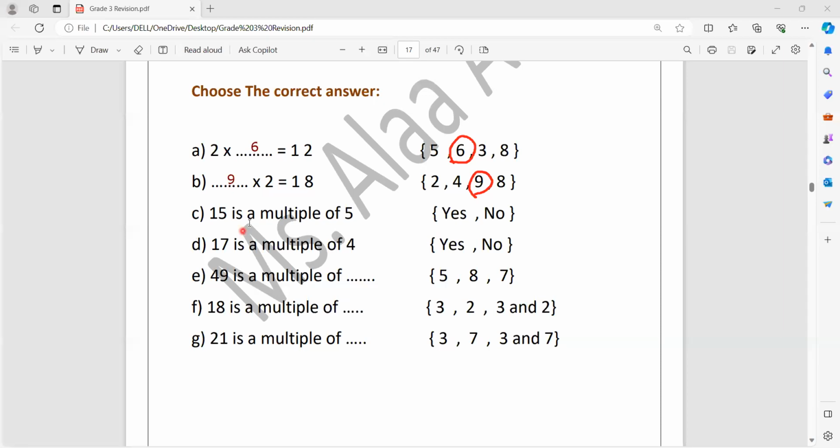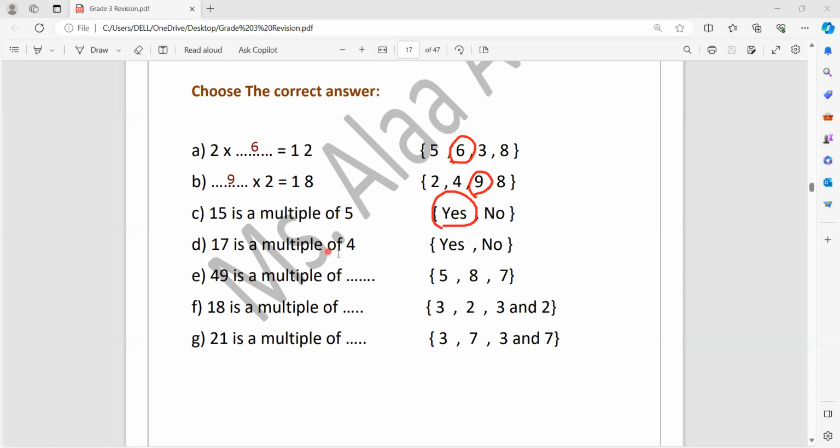Letter C. 15 is a multiple of 5, yes or no? So in timetable 5, do you have 15? Let's say timetable 5: 0, 5, 10, 15. So yes, I have 5 times 3 equals 15. So yes, 15 is a multiple of 5.